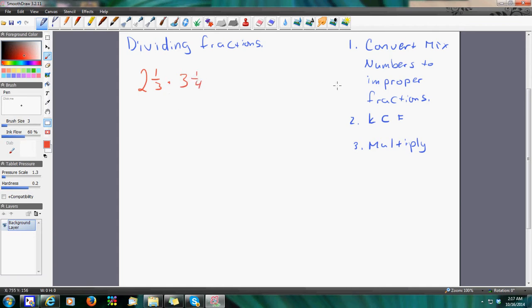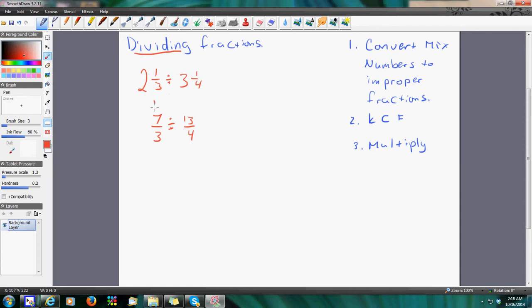And so the first thing is you convert the mixed number to an improper fraction. So I get 7/3 times, oh, sorry, I should be dividing, since that's what I'm supposed to be doing here, divided by 13/4. And now it says KCF.